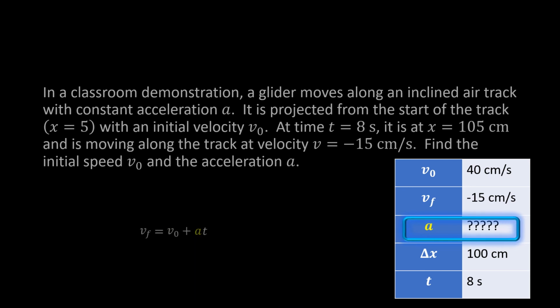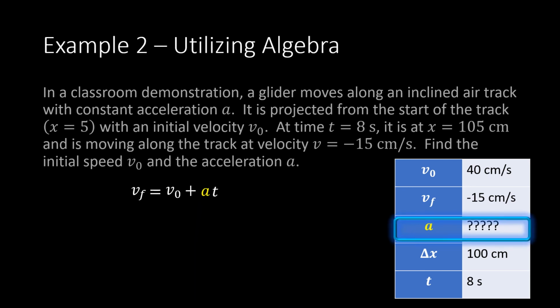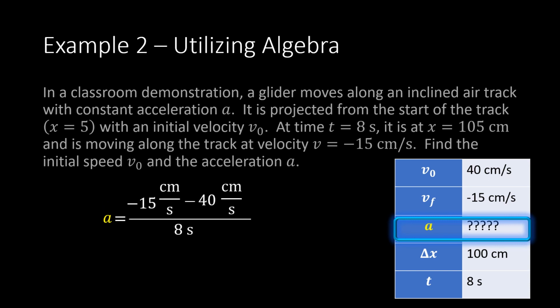The first step to solving for acceleration is to write down our equation. Next, we will subtract initial velocity to the other side. Now we can divide by the elapsed time. Once more, we will move our solve variable over to the left. Let's plug in the numbers, keeping track of our negative signs. Negative 15 minus 40 is negative 55 centimeters per second.